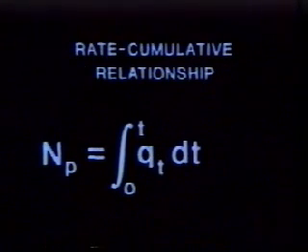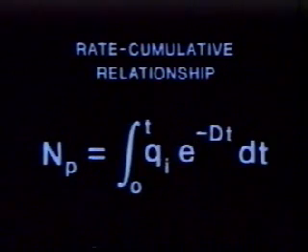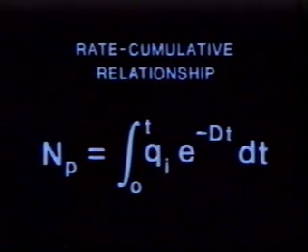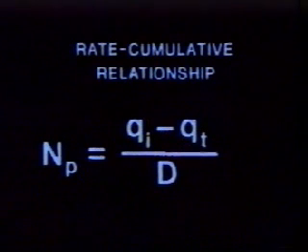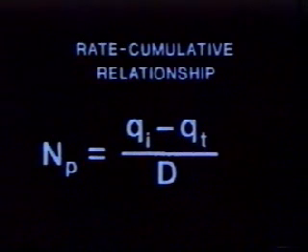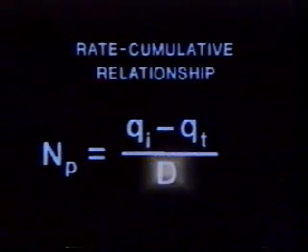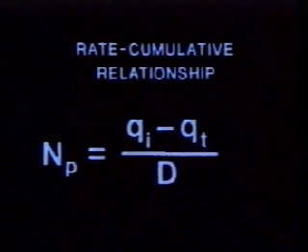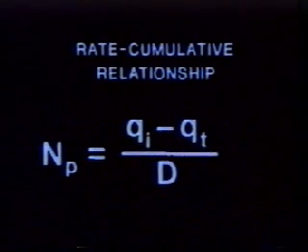If we wish to obtain the rate cumulative production relationship, then we must integrate the flow rate, Q sub t, over the time period t. This integration gives us an expression for N sub p, which is equal to the initial production rate, Q sub i, minus the final production rate, Q sub t, the production rate at abandonment, divided by the percentage decline rate, D. Note that D is a fraction and not a percent. This is the rate cumulative production equation for the constant percentage decline curve.